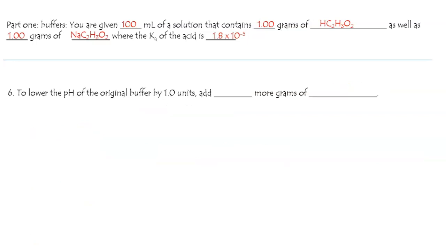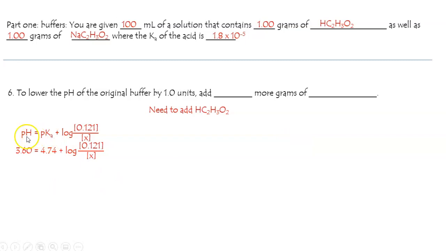How about lowering the pH by 1 unit? Not a problem. In this case, we need to add acetic acid. So once again, it's exactly the same, only your unknown now is on the bottom. We figured out from an earlier question that the concentration of acetate is 0.121 moles per liter. And so we now will be down to 3.60 from the original 4.60. We subtract 4.74, which is a negative number. Don't let that disturb you.